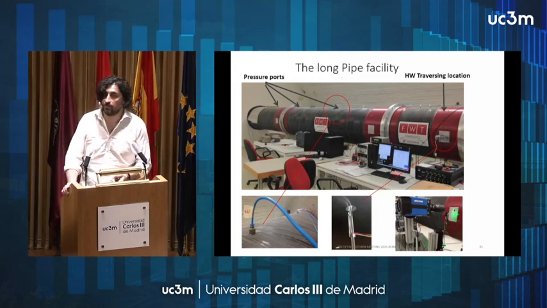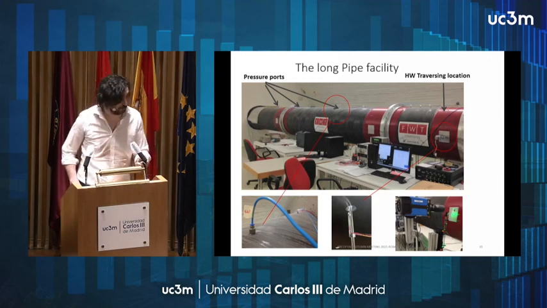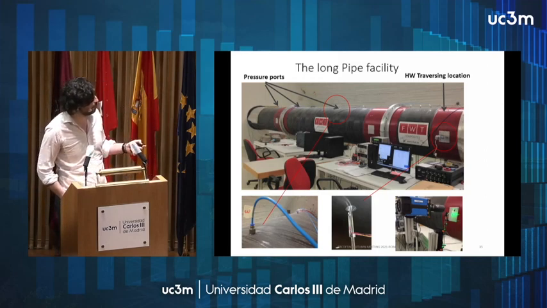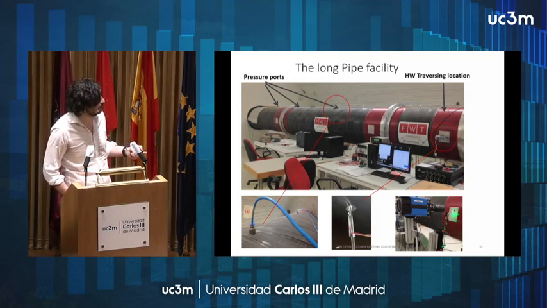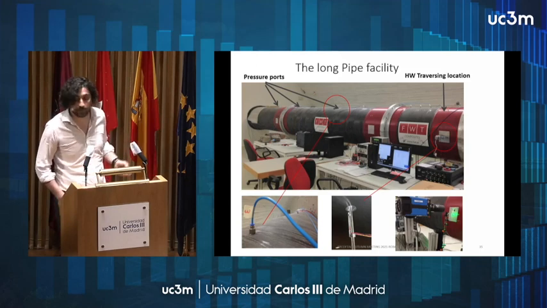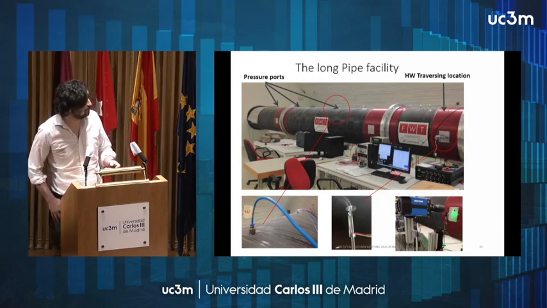And from pressure taps, you remember why do we need to have pressure taps? Because we want to determine U tau from the calculation of pressure drop. And then we have the possibility to install precise traverse systems and also some optical inserts to measure the flow not only by hot wire but also with other techniques like particle image velocimetry.